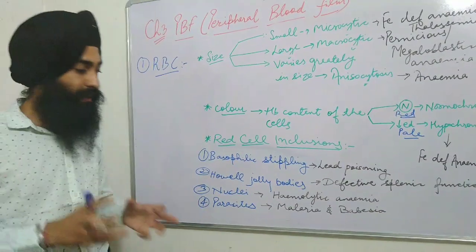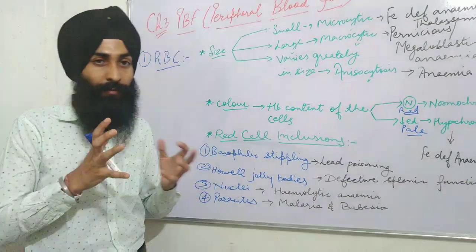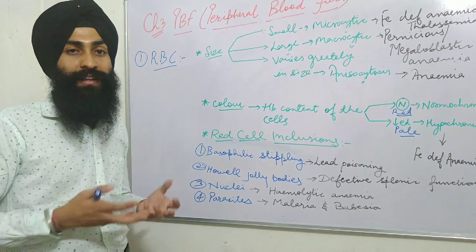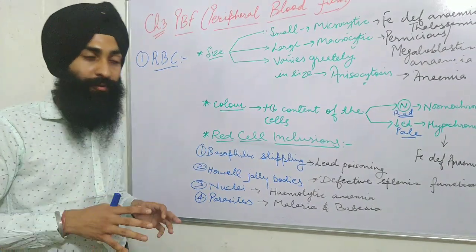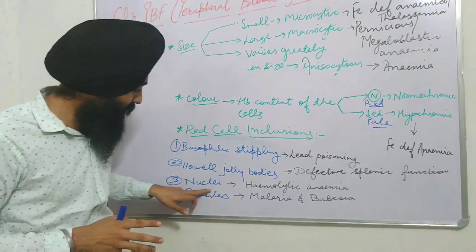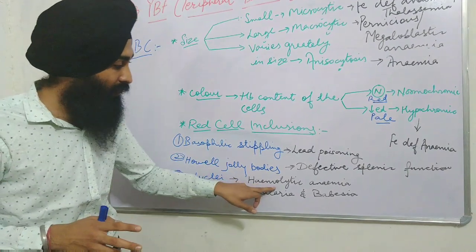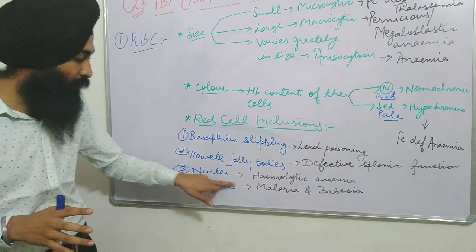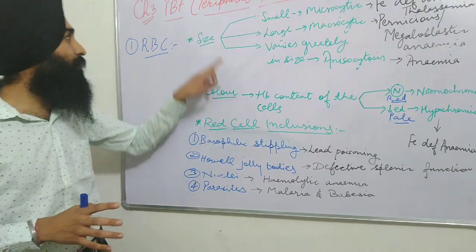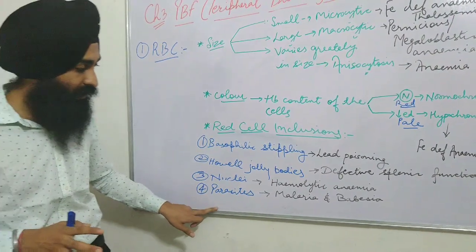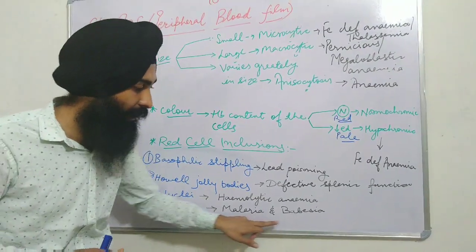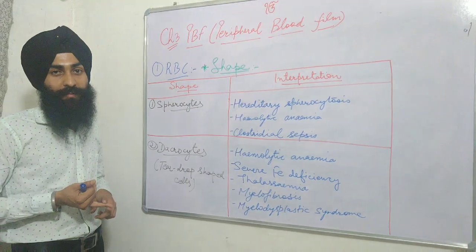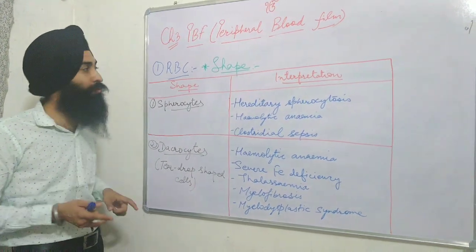In the condition where there is hemolytic anemia, in response to hemolytic anemia, the body releases red blood cells with nucleus. That means we will get nucleated red blood cells. Thus it shows hemolytic anemia. And the last one is parasites. Most of the time we do PBF for parasites, and the parasites we see in the RBC are malaria and babesia.